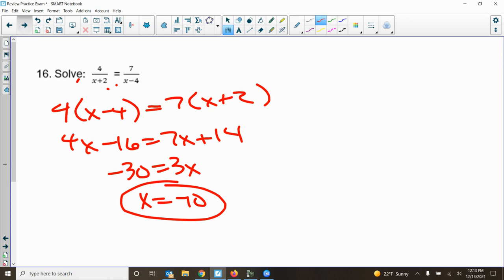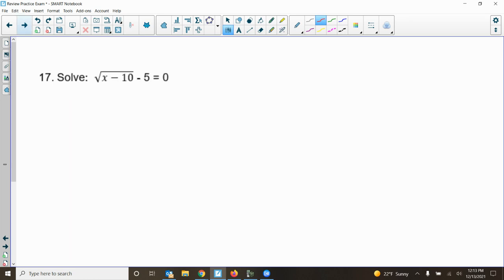17. All right, what do we do here? It's kind of a trick. You've got to know the trick first to solve this one. What do you have to do first? Add 5, right? We want to get the square root by itself, okay? And then we can start getting to work. Get the square root by itself.